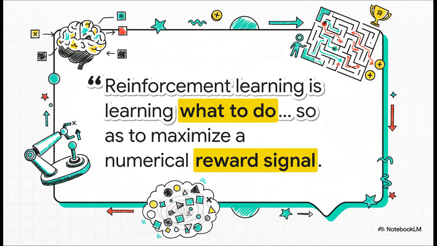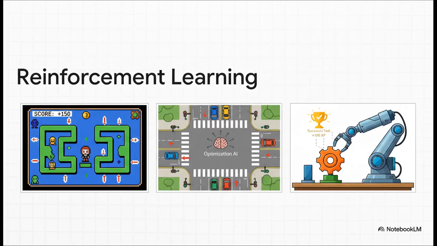You have an AI agent. Think of it as a player in a game, or even a self-driving car. It tries an action. If it does something good, it gets a reward, like a point. If it messes up, it gets a penalty. And it just does this over and over, millions of times, until it learns the best strategy to get the most rewards possible. This is the exact tech that allowed an AI to beat the world's greatest Go player, which nobody thought was possible for a long time.